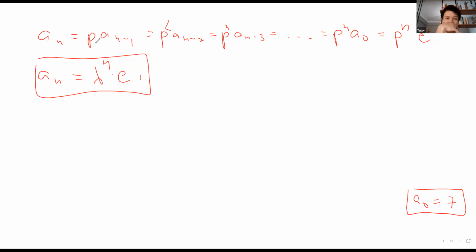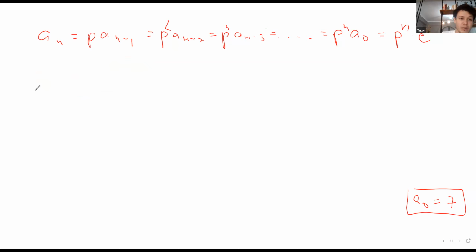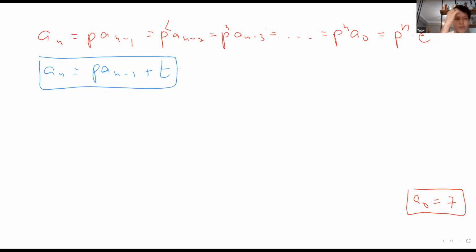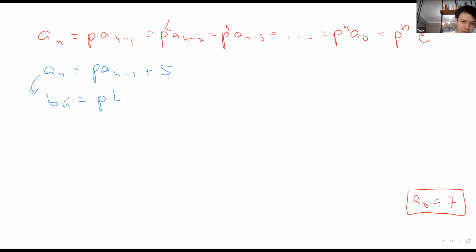Okay, so now let's think one step higher. What if we had a constant t? So if I had a sequence, let's write it like this. If a_n was equal to p a_{n-1} plus some constant t. Well, how can I solve this one? You see, this one is a little bit troublesome. So maybe let's call this constant t. Let's make this constant to be 5, right? What could we do in here? Ideally, what I could do is convert from the sequence a_n, maybe I can create a new sequence b_n, such that b_n is going to be p b_{n-1}.